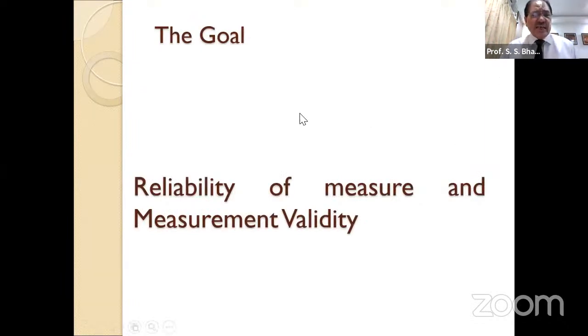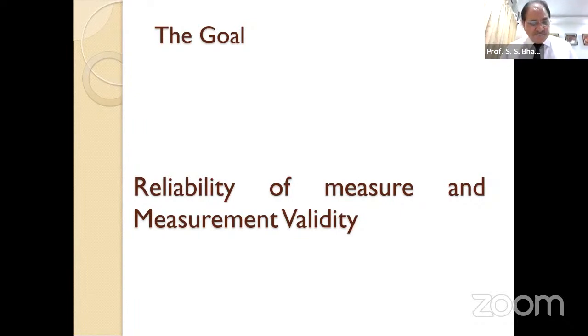Now, next, we're talking about when you're using a measure, whatever measurement you are doing, we want to be sure whether the measurement is reliable, whether the measurement is valid, and the sensitivity of the measure is perfect. Now, these are the things that are essential in a measure.